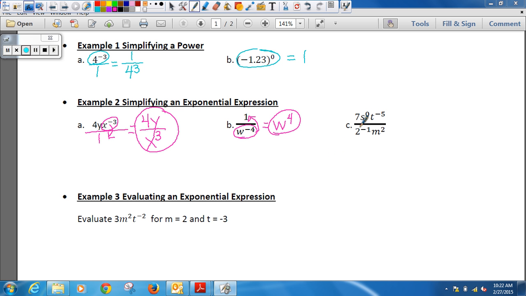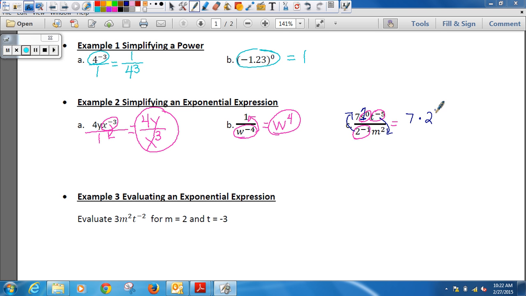This one has several different parts to it. First of all, I'm going to notice s is to the 0 power, t is to the negative 5th power, and 2 is to the negative 1st power. So if I switch colors here just so you can kind of see my movement. S to 0 is 1. 7 times 1 is simply 7. I need to move this one down, and I need to move this one up. So this is going to be times 2.